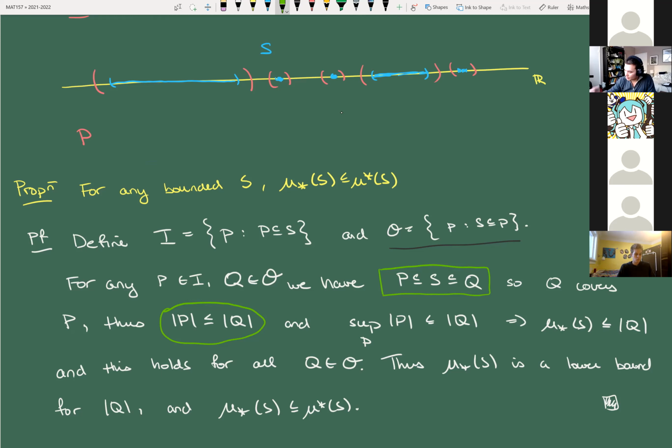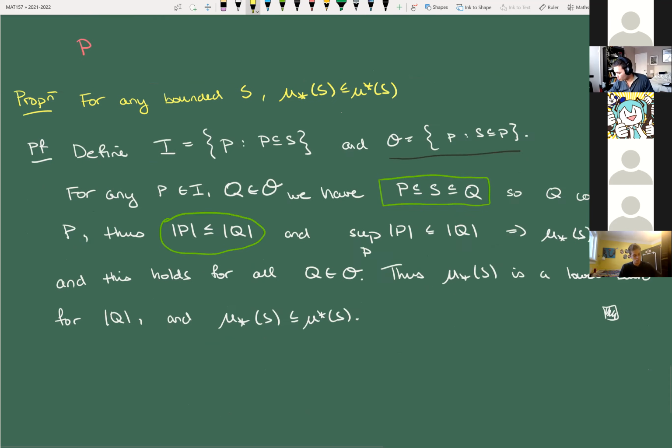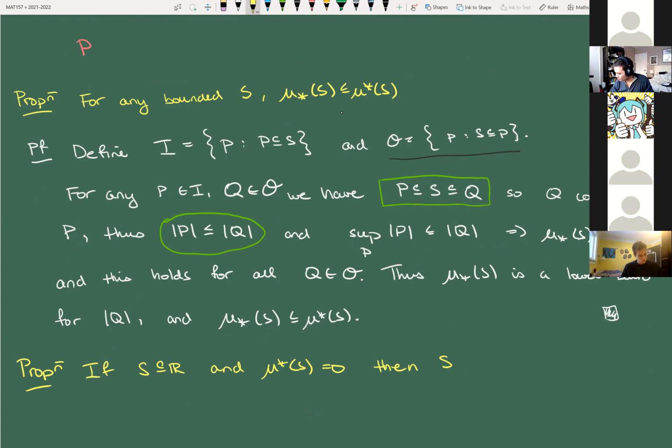We're just about out of time, so let me leave you with a very easy proposition, which I want you to prove. I will do it on Thursday, but this is something you can do. If S is a subset of R and the outer measure is 0, then S is measurable, and the measure of S is 0. Okay, very easy proposition. Should be like 1 or 2 lines to prove. So let me leave you with that and see if you can prove it.